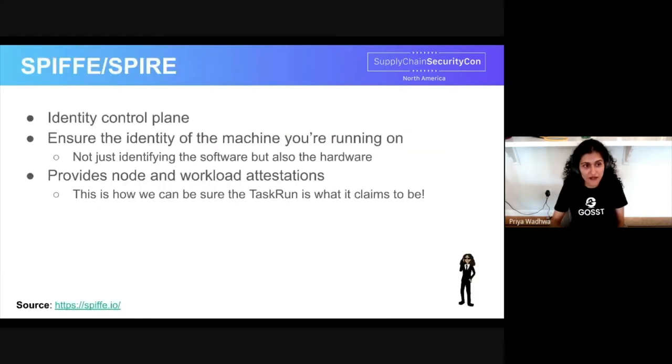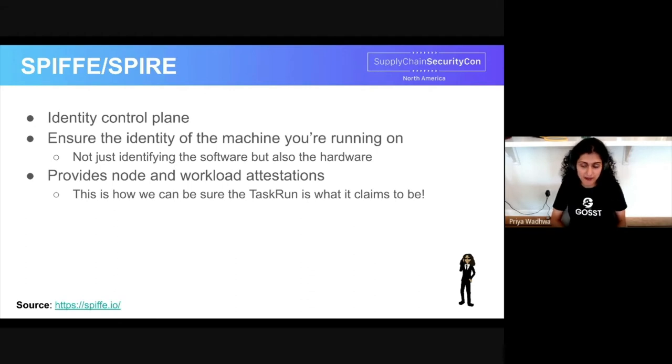So this is where SPIFFE and SPIRE come in. SPIRE is another open source project that you can install on your Kubernetes cluster, and it's basically an identity control plane. It allows you to ensure the identity of the machine you're running on. When you include SPIRE as part of your entire supply chain, you can use signatures to attest software, but you can also use signatures to attest the hardware that you are running on. It provides node and workload attestations and basically allows you to prove that the pod that you ran on a certain node is actually the pod that was run.